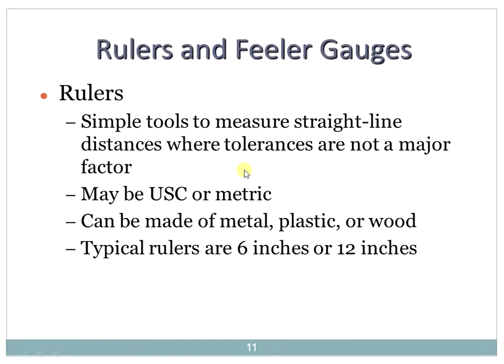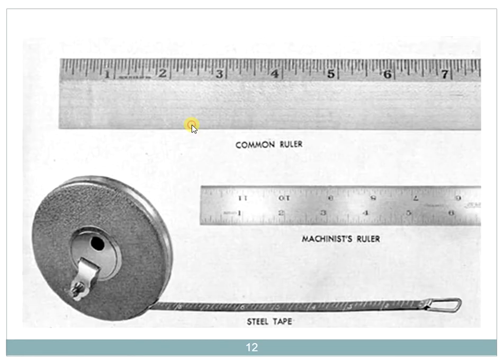Now, other types of angular measuring devices or different measuring instruments are rulers and feeler gauges.